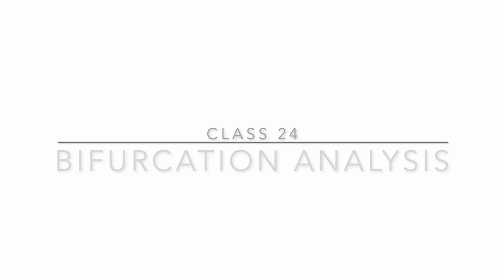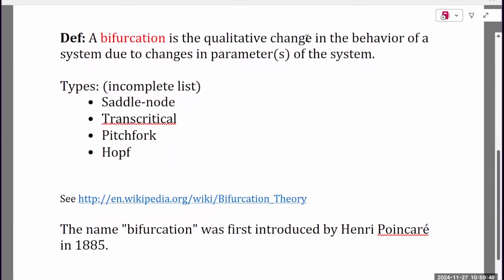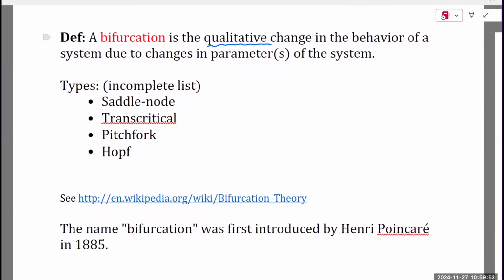Welcome to pre-class lecture 24 on bifurcations and chaos. When we talk about a bifurcation, we're talking about the qualitative change in the behavior of a system, an ODE system, due to changes in the parameters of that system. So we're going to see some examples, and in particular, we're going to look at a saddle node, a transcritical, a pitchfork, and a Hopf bifurcation.